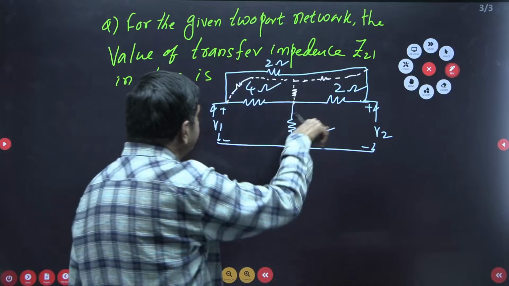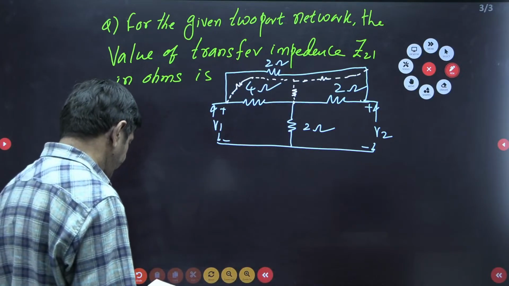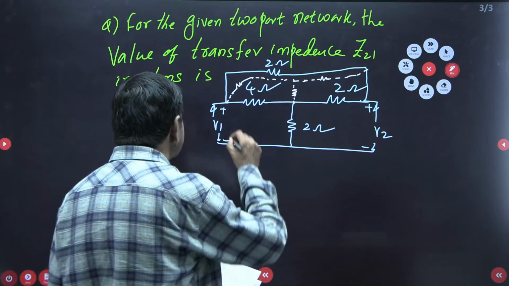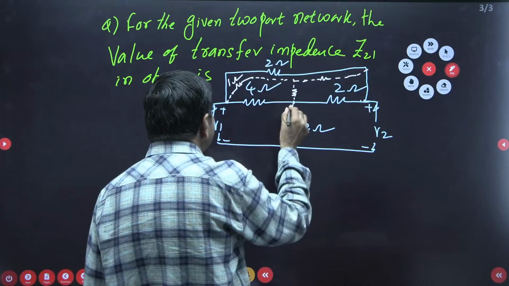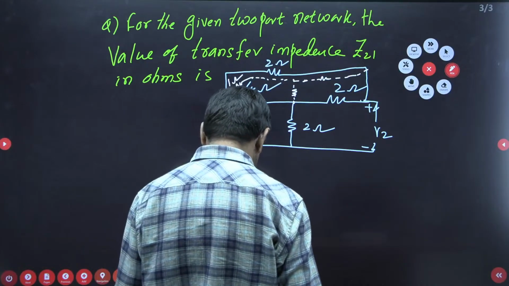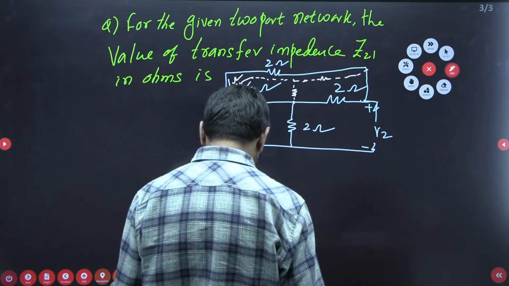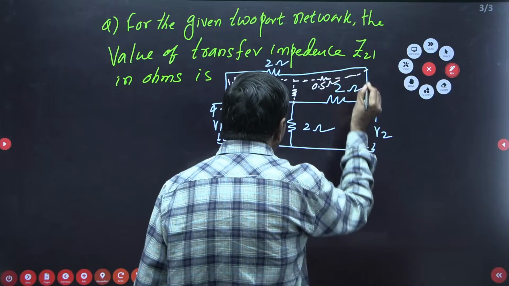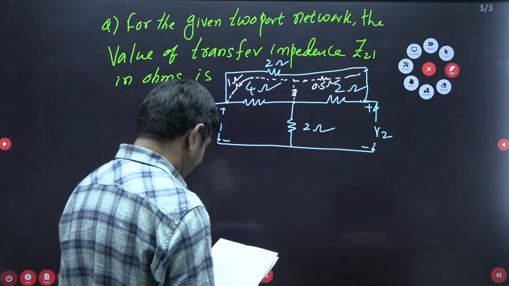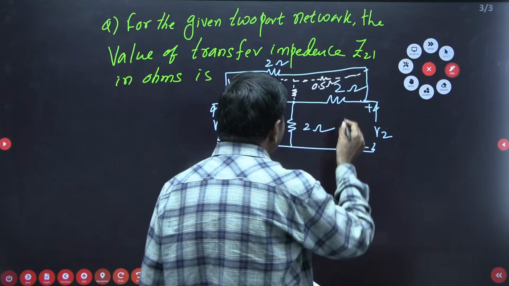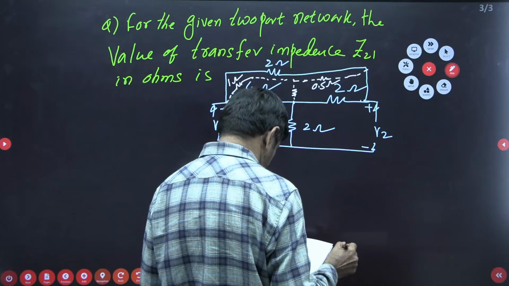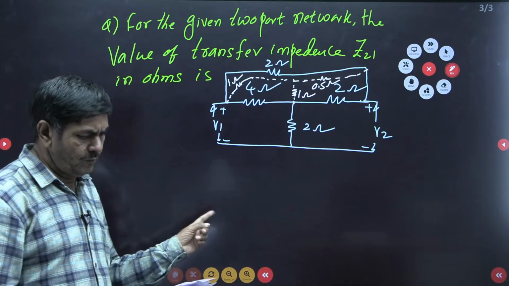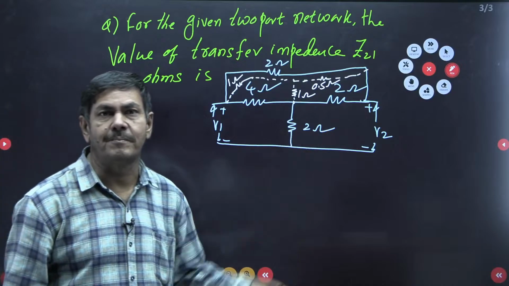Whenever you convert delta into star, the values come out. You apply the formulas already given in the foundation course. It comes as a 1 ohm resistor here. The next resistor will be 0.5 ohms. And this value will be 1 ohm. Delta to star conversion gives 1 and 0.5 ohm values.